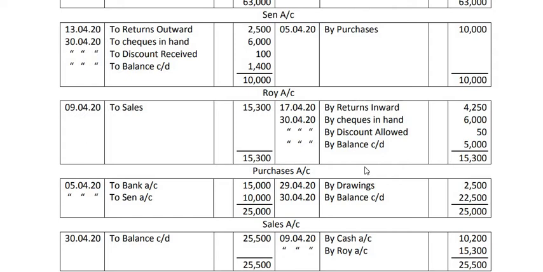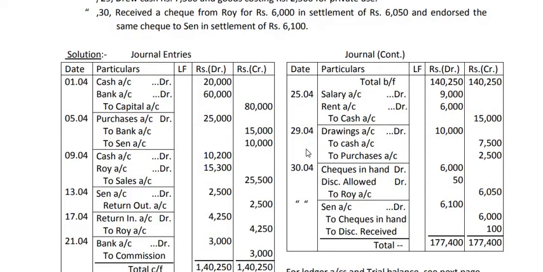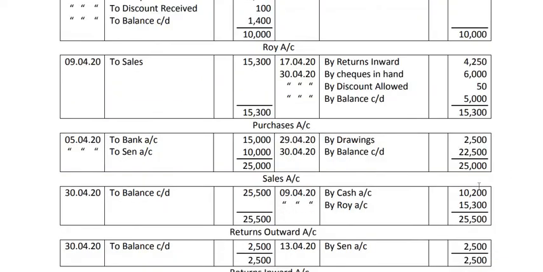Similarly, we will post the entries to sales account. Sales account is first here. So in sales account we can write by cash account, by Roy account. By cash account 10,200, by Roy account 15,300. In sales, remember, we have to write on the right side by cash, by Roy, this and this. See what I have written. In sales account I have written by cash account, by Roy account, and there is no more entry for sales. So after passing these two entries, we can balance the sales account. The total of this side is 25,300, but on this side there is no entry, so this will be the balance.